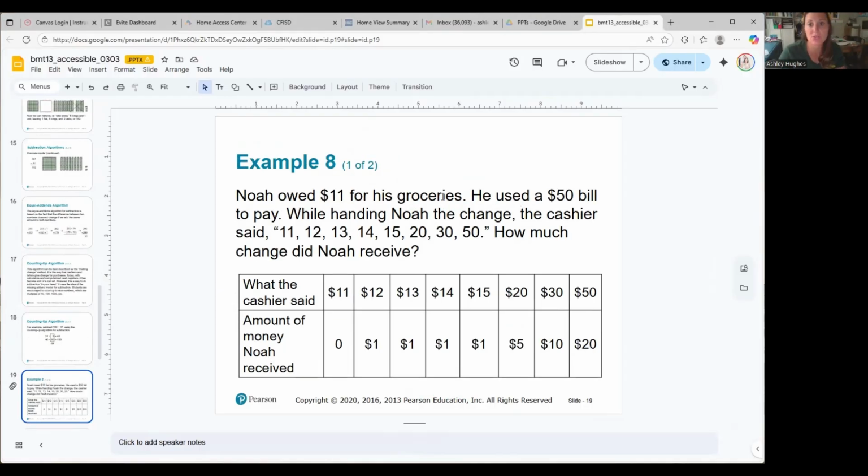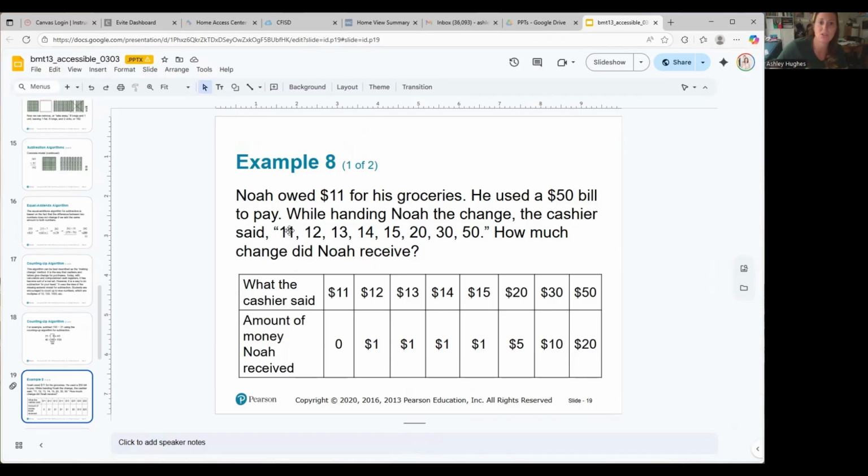Noah paid $11 for his groceries. He used a $50 bill. While handing Noah the change, the cashier said 11, 12, 13, 14, 15, 20, 30, 50. How much change did Noah receive? Okay, so she counted 1, 2, 3, 4, 5.